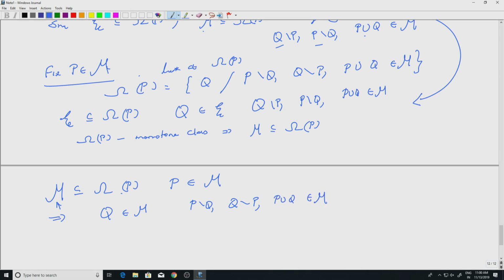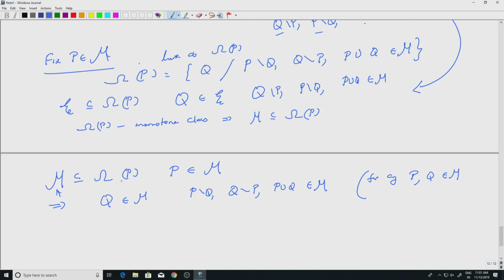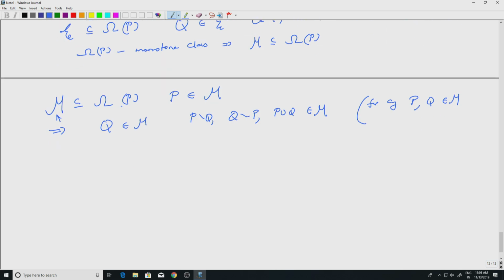But what are p and q? P and q are in M. So this is true for any p, any q in M. Remember, we started with script E, we changed one of the p and q to monotone class. Now we have changed both of them into monotone class. So we are in good shape now.